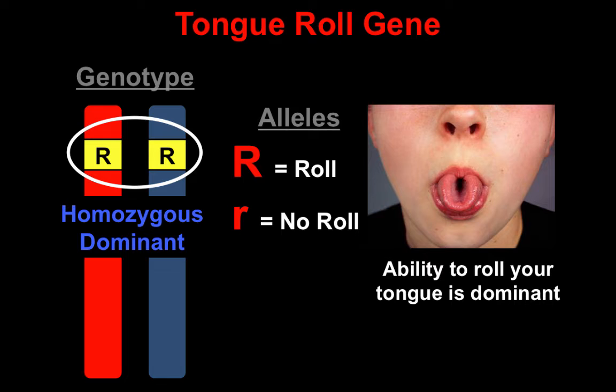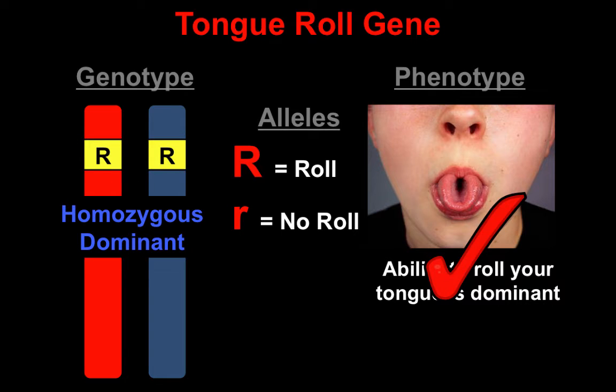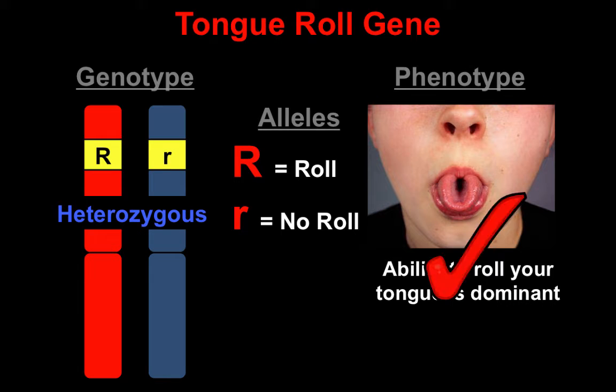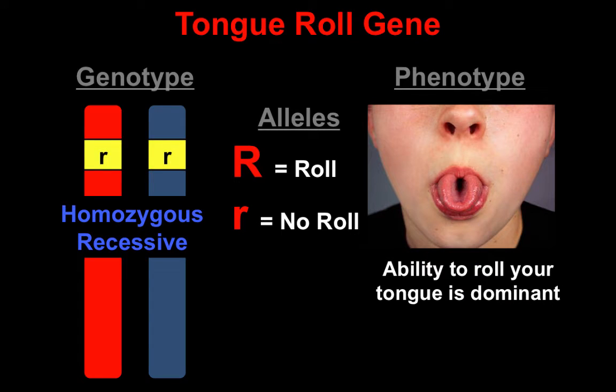Here we have our genotypes. If I'm homozygous dominant, I can roll my tongue. Heterozygous, I can also roll my tongue. And homozygous recessive, that's the only way I can't roll my tongue, and I have the recessive phenotype.